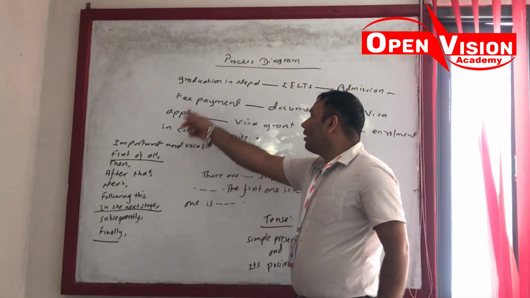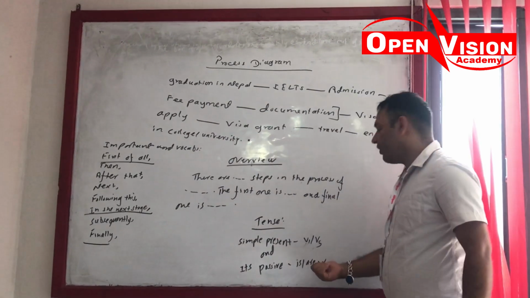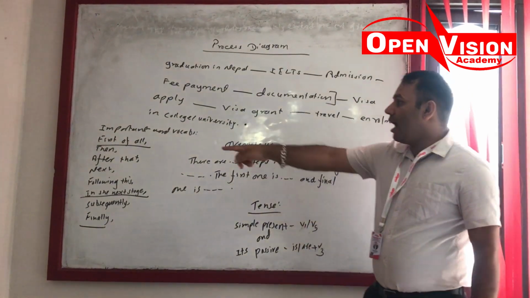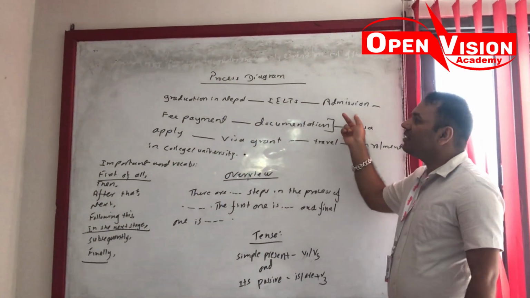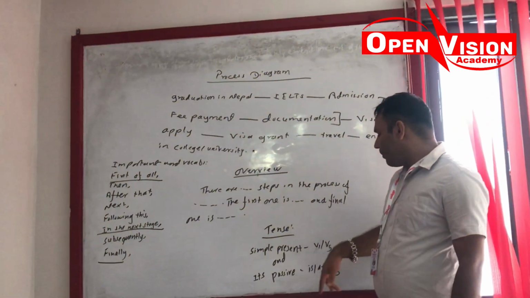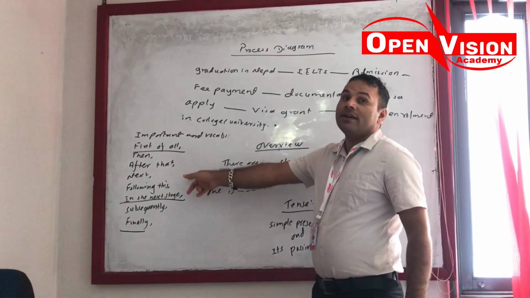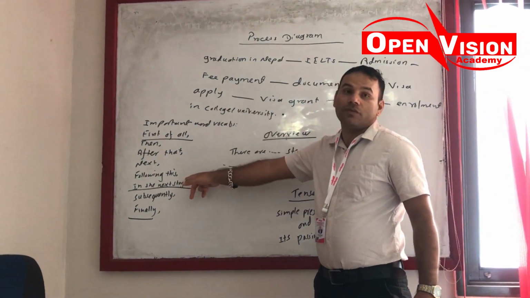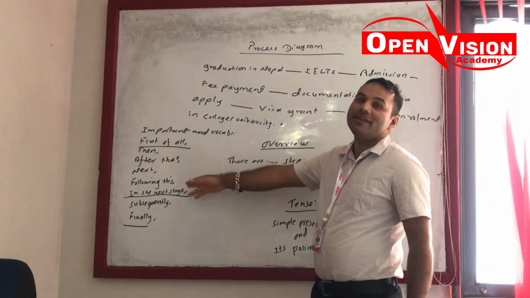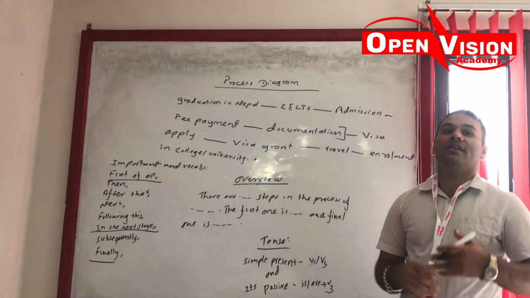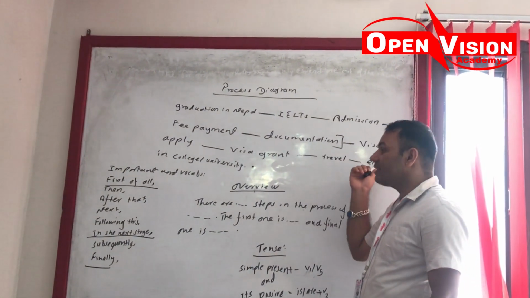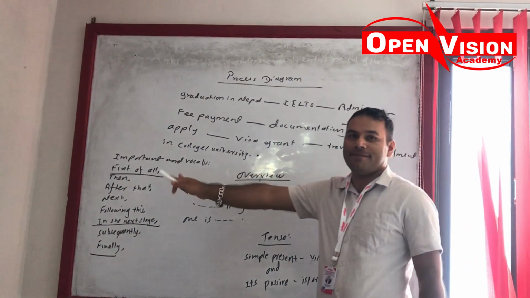First of all, you are graduated in Nepal, passive. You are graduated. Then you appear for your IELTS test, active. After that, you are admitted in the college or university of your destination country. Passive, right? Next, you make fee payment. This is active. After that, or following this, let's say you prepare the required documents. Then let's say in the next stage, you apply for your visa.